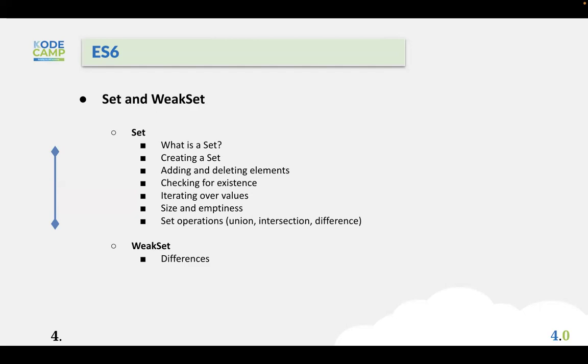Since WeakSets don't hold strong references to their objects, the objects in a WeakSet can be garbage collected, which ensures what you store in the WeakSet is properly cleaned up when no longer needed. So that's basically the difference. Creating one is as simple as writing let myWeakSet equal new WeakSet, like creating a regular set.